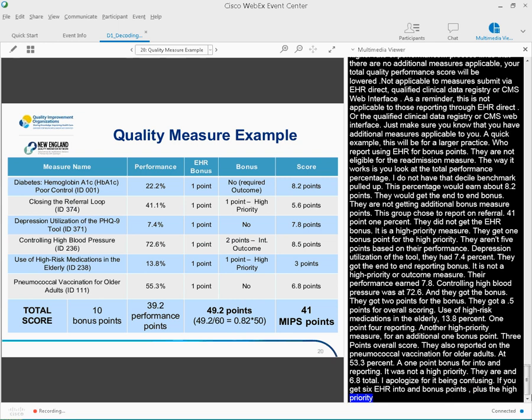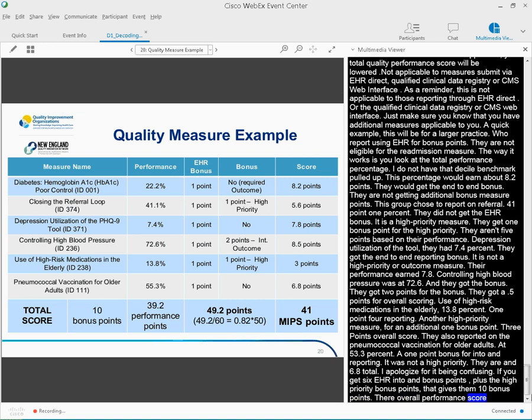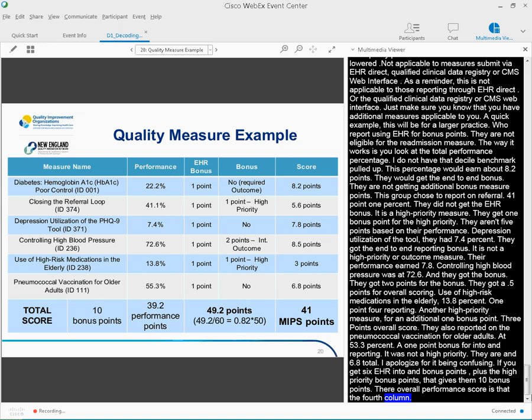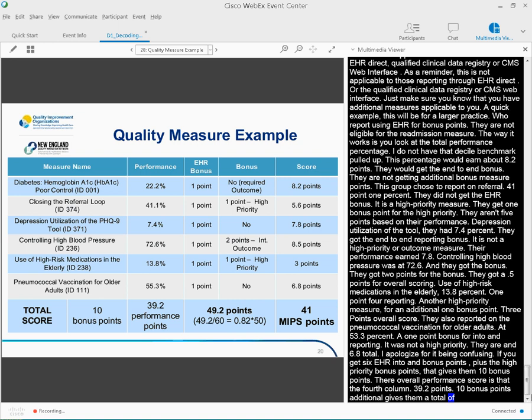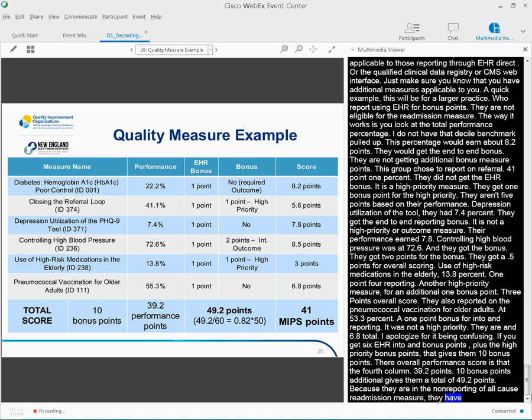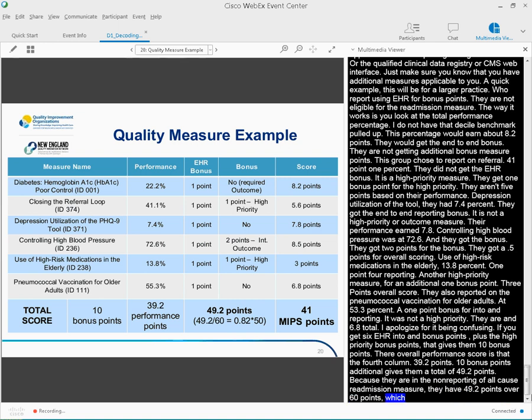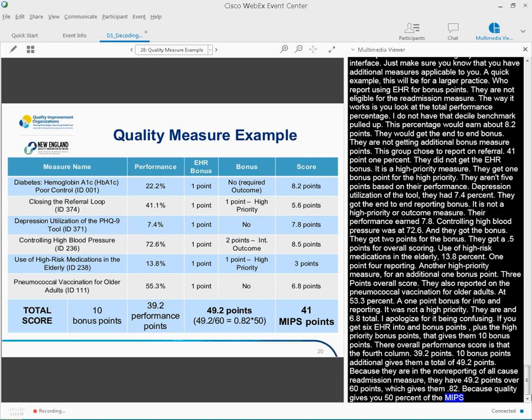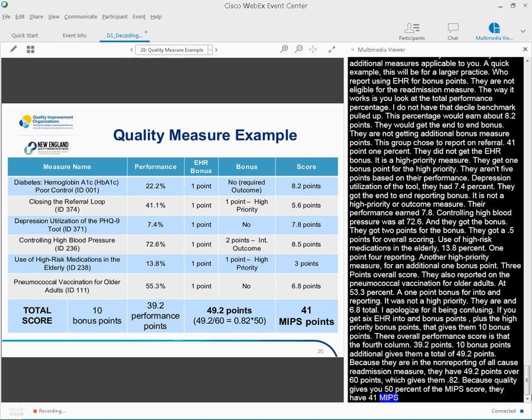Their overall performance score is that score column added up, which gives them 39.2 performance points. So 10 bonus points plus 32.9 performance points gives them a total of 49.2 points. Because they are in the non-reporting of the all-cause readmission measure, their total points possible for this category are 60. So they have the 49.2 points over 60 points, which gives them 0.82. And again, because quality gets you 50% of the MIPS score, they come out with 41 MIPS points for the category. So a couple kind of crazy calculations in there you have to do, but overall, if you pull your total score and your bonus points and put that over your possible points, you would get your overall total points.